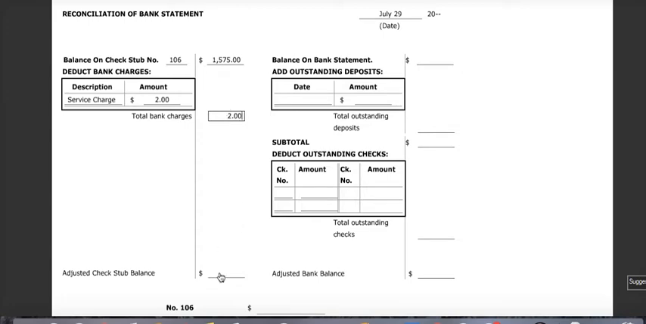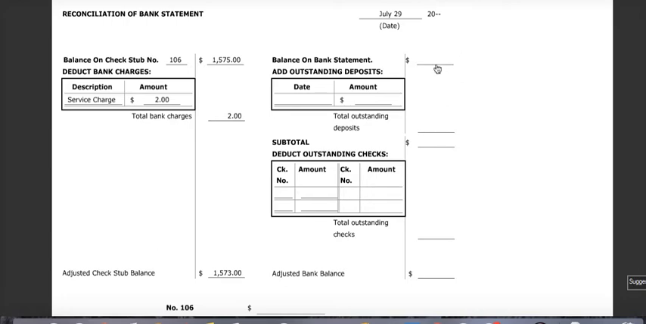All right. So then down here, my adjusted check stub balance is my 1575 minus my bank charges of $2, which gives me 1573. All right, so we know that the left side equals $1,573. Now that is our goal for the right side to balance to match that up.